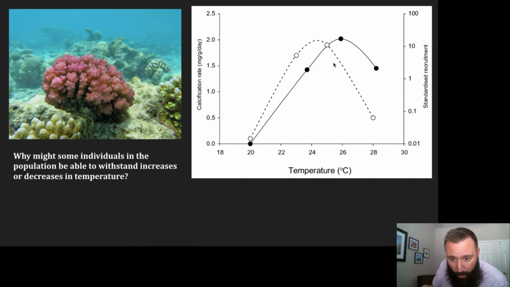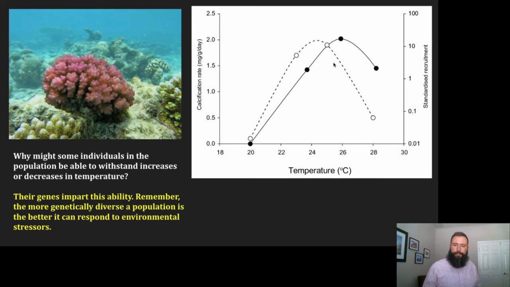So you might think to yourself, why might some individuals in the population be able to withstand increases or decreases in temperature? You've got to remember, it's all about their genes. This is our reasoning statement: their genes impart this ability. It gives them a trait to be able to withstand higher temperatures or not, right?